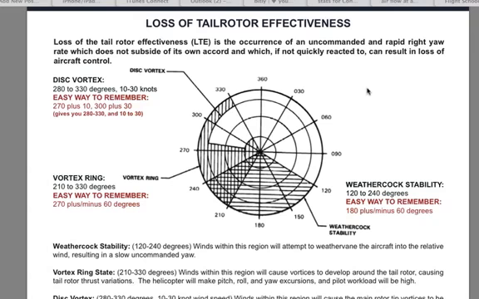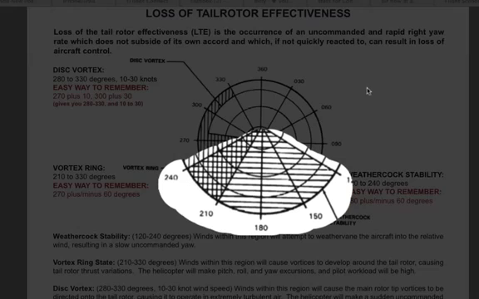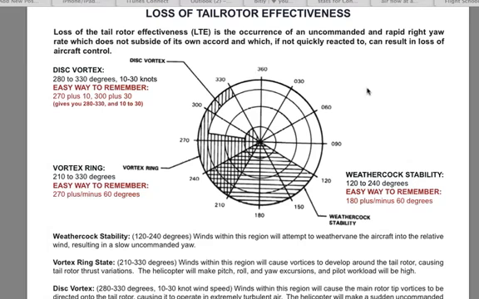I think the first one that is normally talked about is weathercock stability. This is going to be asked by your IPs: what section of the tail rotor is going to be covered by that? And it's anything from 120 degrees to 240 degrees. That is your 8 o'clock to your 4 o'clock position. That is directly behind the aircraft. That is up the tailpipe. Weathercocking stability is up the tailpipe.